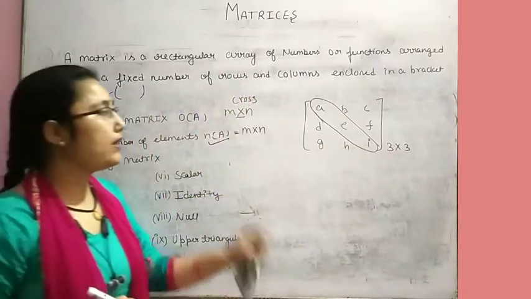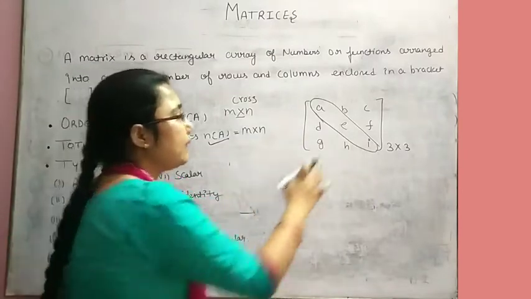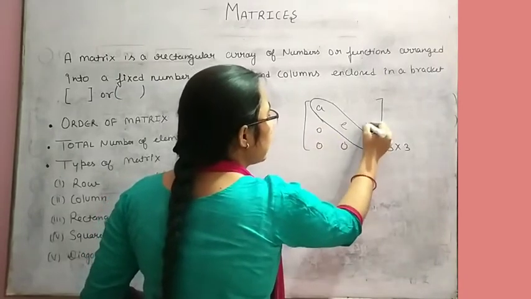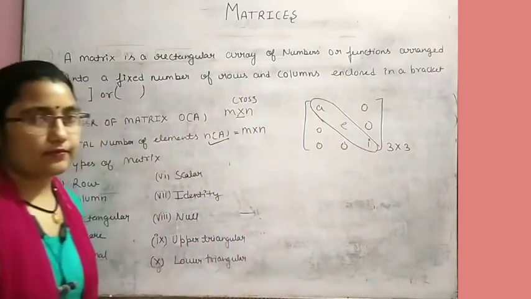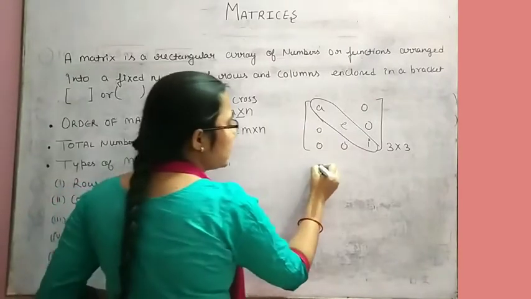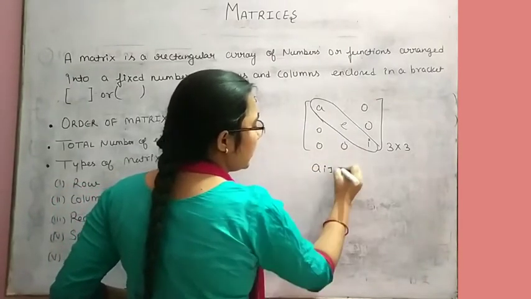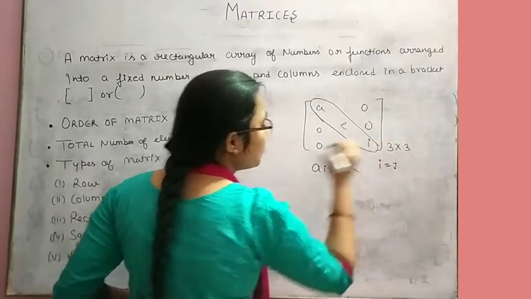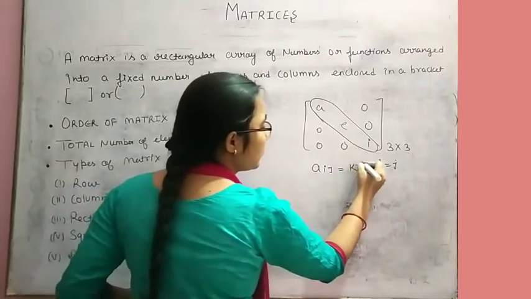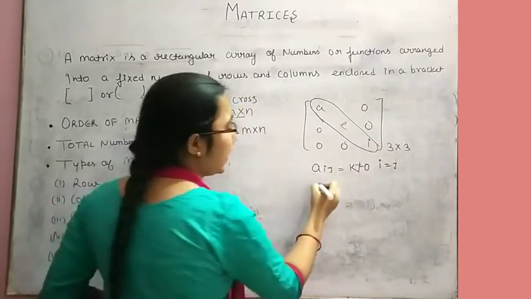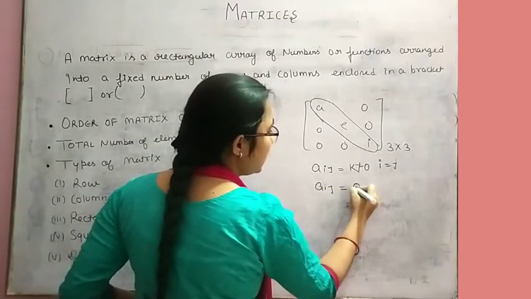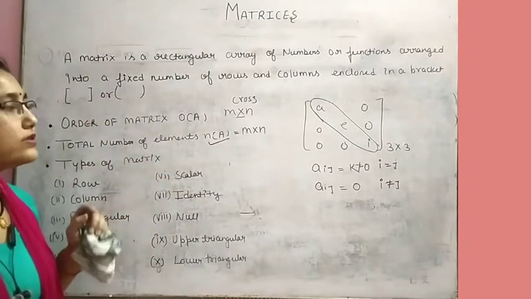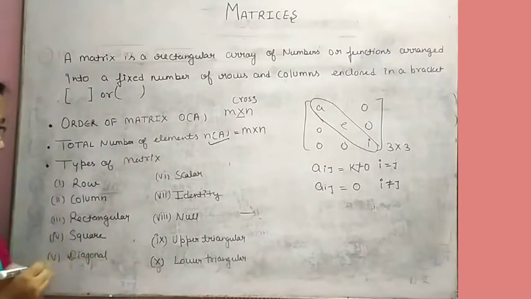If there are any entries in principal diagonal but the remaining, that means non-principal elements, are 0, this is known as diagonal matrix. Got it? That means Aij not equal to 0 for I equals to J, and Aij equals to 0 for I not equals to J. That means the matrix is known as diagonal matrix.